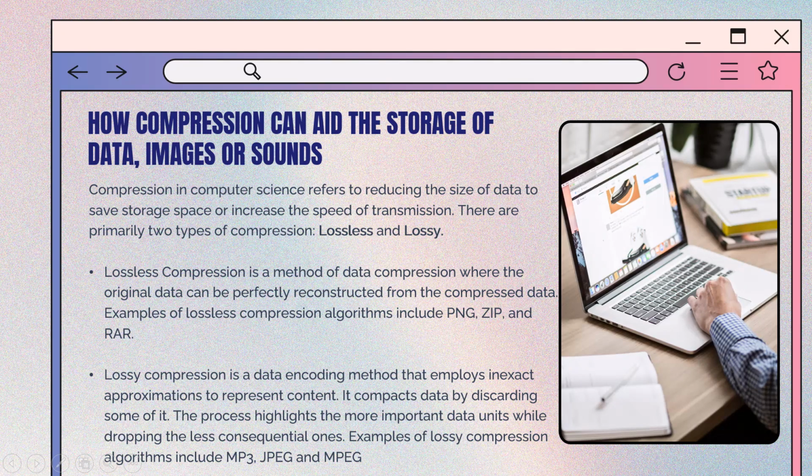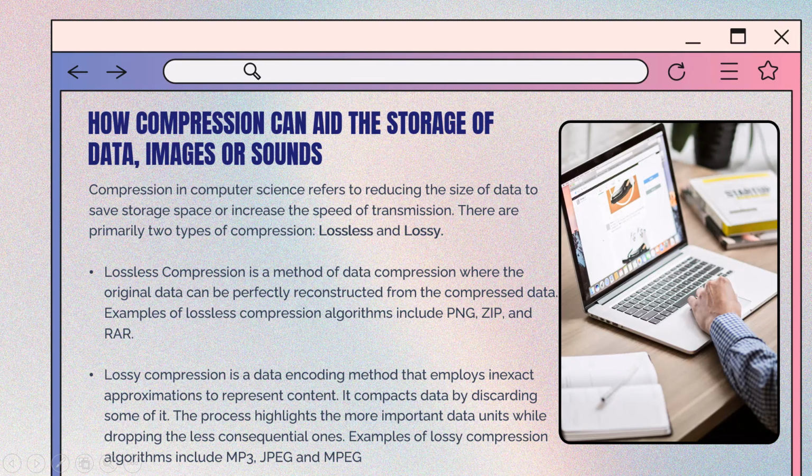We see next how compression can aid the storage of data, images, or sound. Compression in computer science refers to reducing the size of data to save storage space or increase the speed of transmission. There are primarily two types of compression: lossless and lossy.